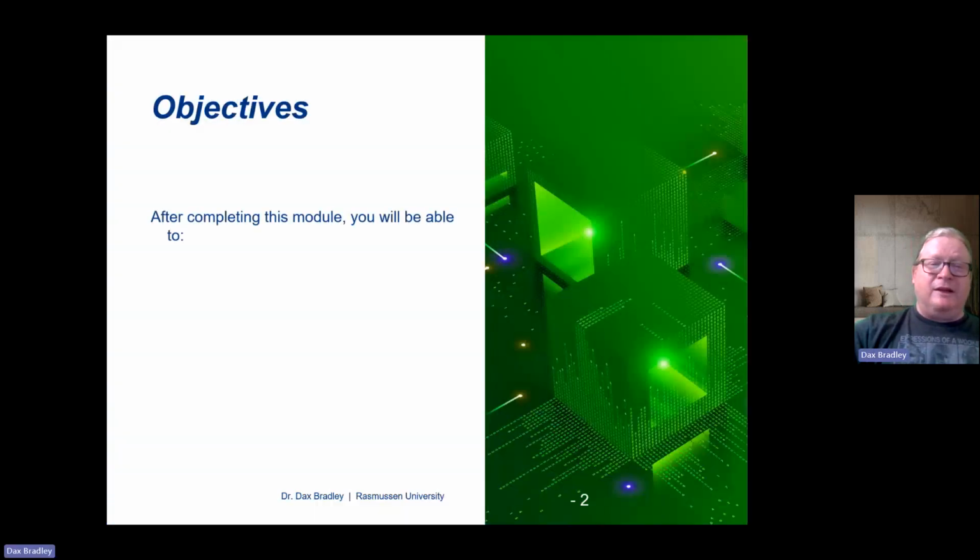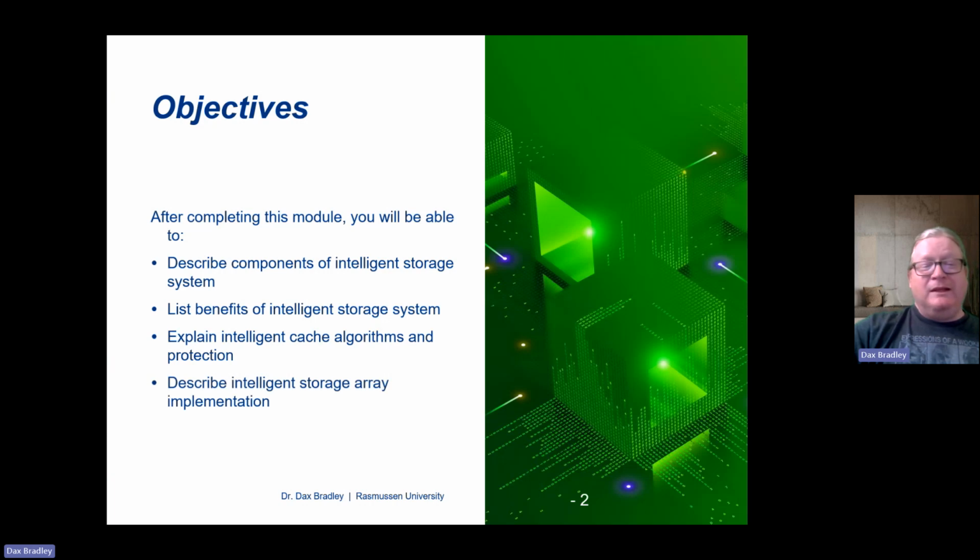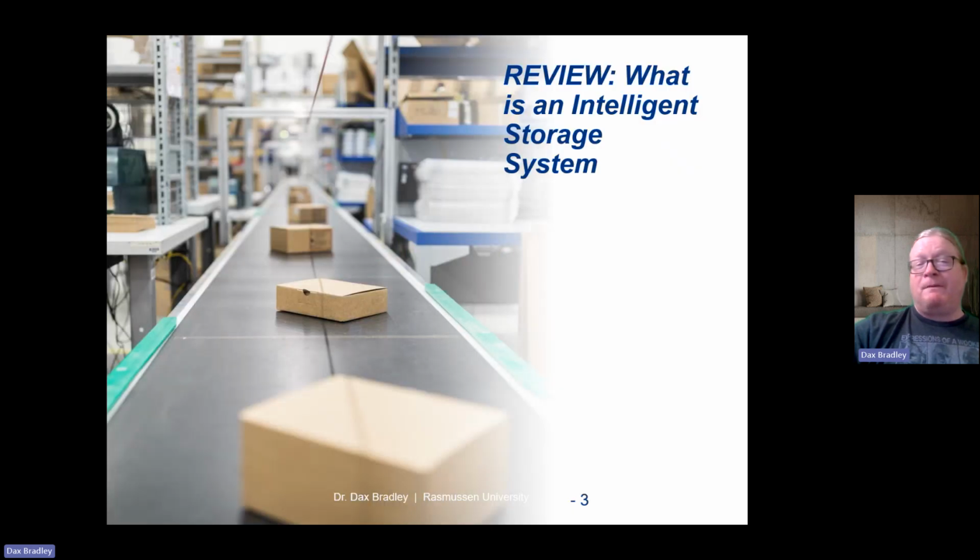Our objectives for today are: after completing this session, you should be able to describe components of intelligent storage systems, list the benefits of an intelligent storage system, explain intelligent cache algorithms and protection, and describe intelligent storage array implementation to include high-end storage arrays and mid-range storage arrays.